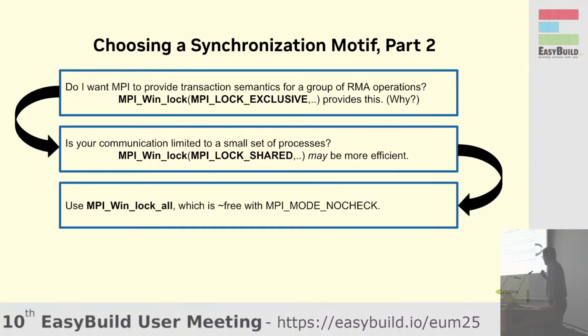If your communication is limited to a small set of processes, and you don't use MPI mode no check, MPI lock might be more efficient. Okay? I've looked at the source code. Lock all with mode no check is basically a no-op. The only thing lock all does, if you don't say no check, is send a message to everybody telling them that they're now locked with a shared lock so that they can maybe throw an error if you do a bad thing. But if you're smart and you use the rules of intelligent RMA programming and you only use passive target and you only use win lock all, you won't have a conflicting synchronization motif to error detect in the first place, and therefore you can use mode no check.